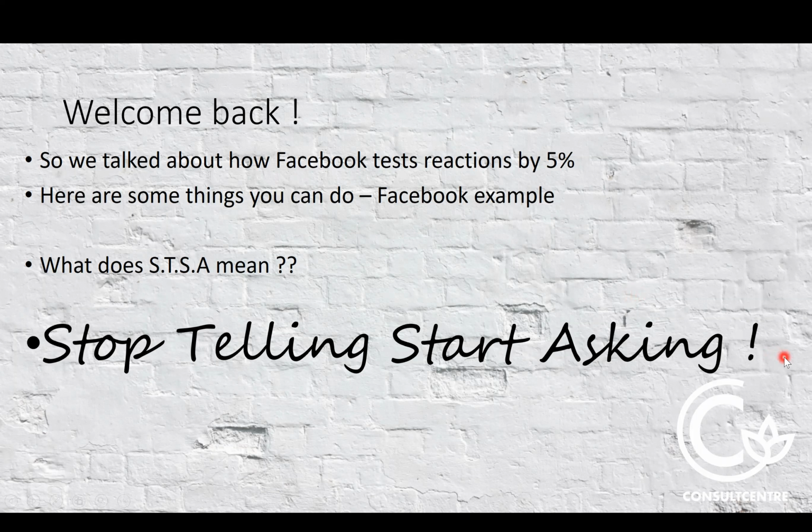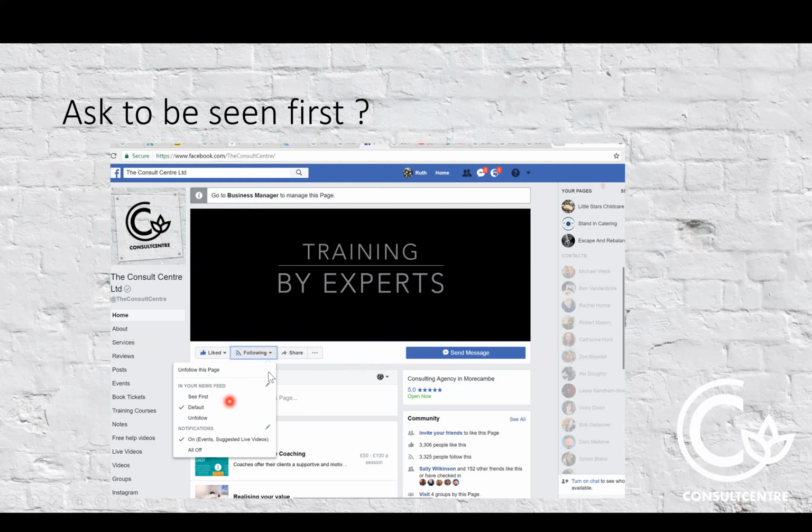So some of the really simple things you can do. You can be asked to be seen first. Someone goes to follow you on your page, you can ask them to see you first. That means that people will always be shown your information in their newsfeed. You could ask them if they want to do that.